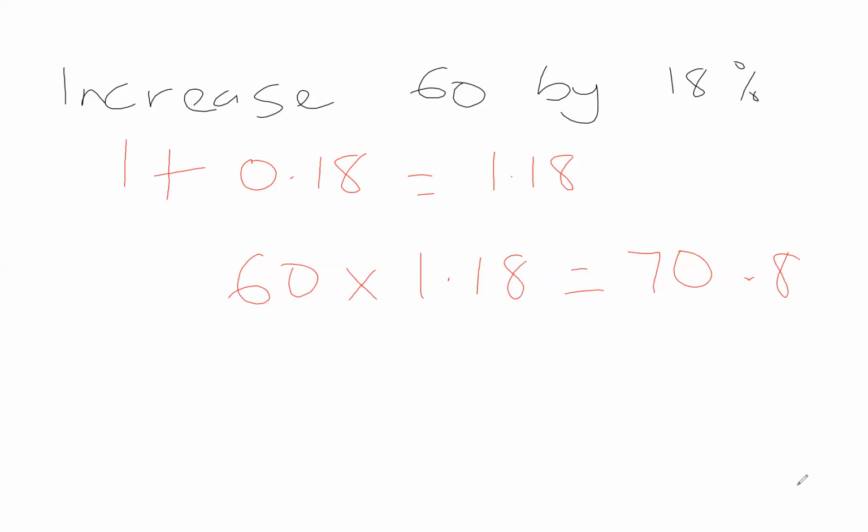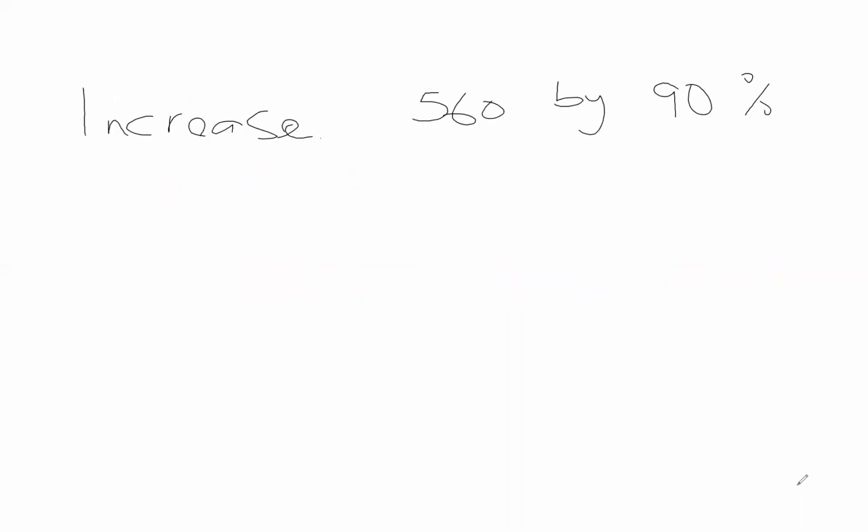Okay, another example, increase 560 by 90%. Again, we're going to add 1, which represents 100% of 560, plus 0.9. 90% is 0.9 as a multiplier, and that is 1.9. Okay, and so when you do 560 times 1.9, you have increased it by 90%.